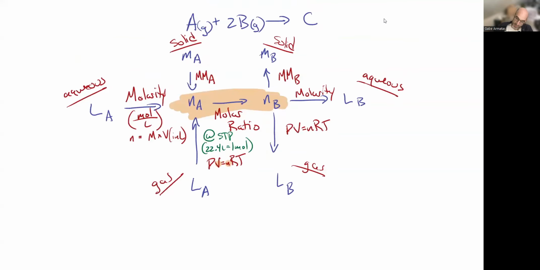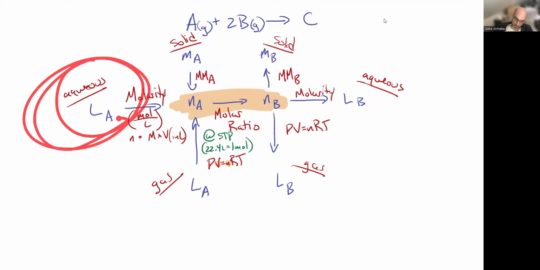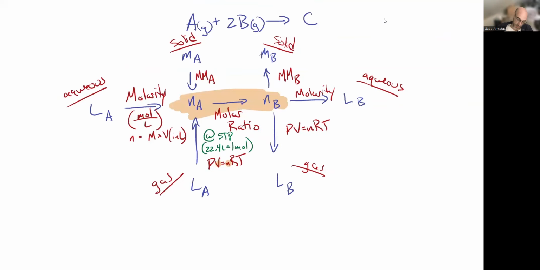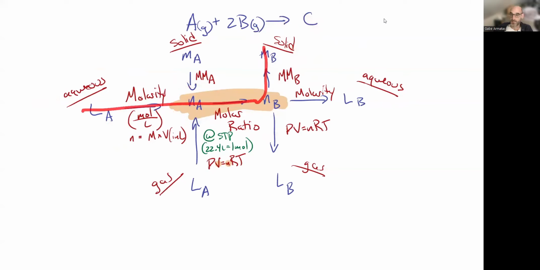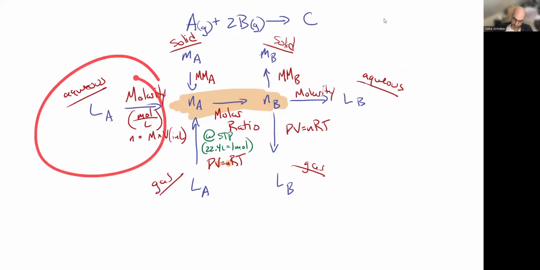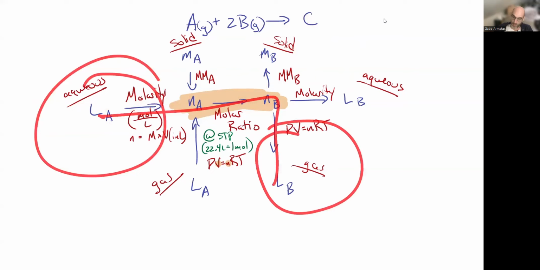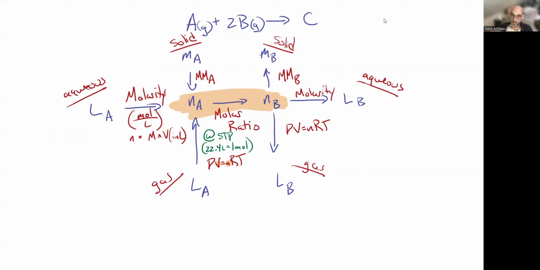So in the case above, we are starting with an aqueous solution and we're ending with a solid. We're starting with silver nitrate and we're ending with a solid, which means I have to convert to moles of A, then moles of B, and then to the solid. So we are going to take this path, right? If it's solid to solid, if it's aqueous to liters, you get the point. Essentially, we start in one of these spots and we always go through moles to get there. So this is the stoichiometry setup that we need.